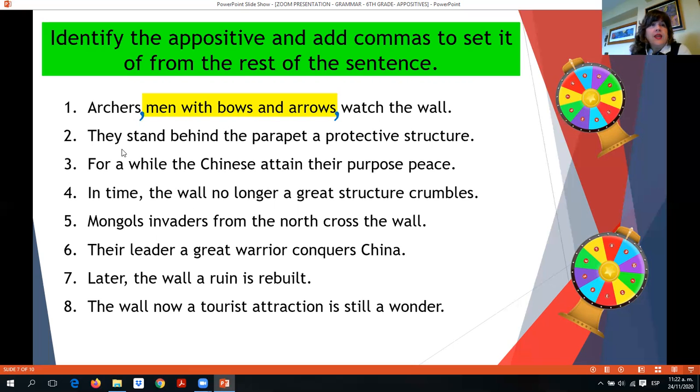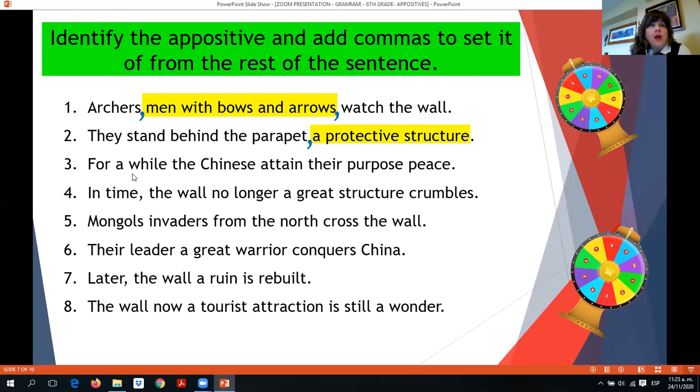Okay, number 2, they stand behind the parapet, a protective structure. So a protective structure in this case is identifying the parapet, and the comma should be placed here because since this is the end of the sentence, we cannot put a comma at the end, okay?